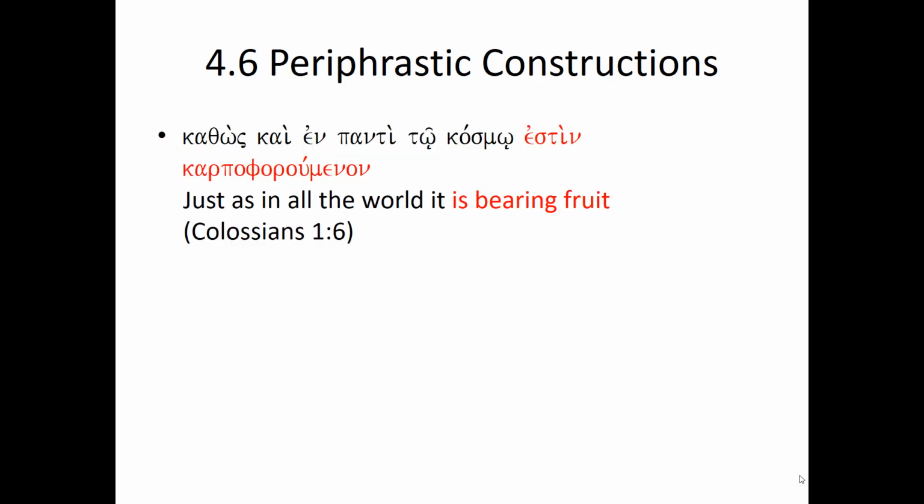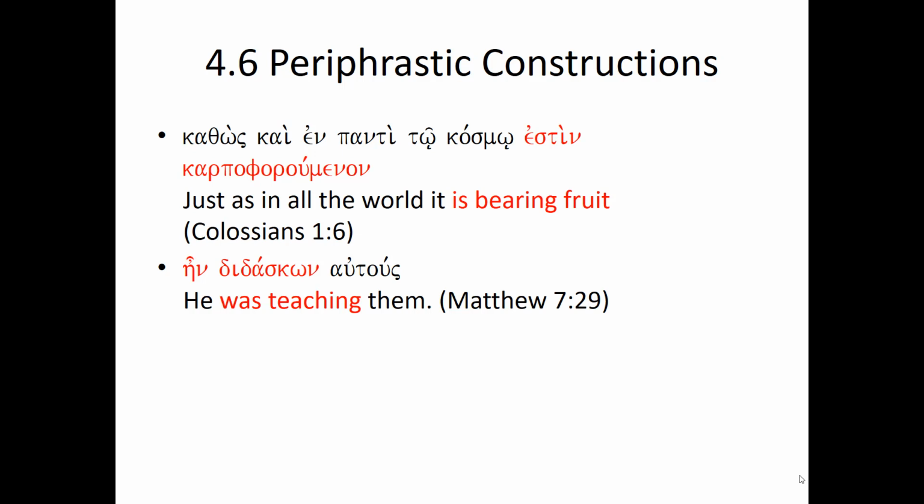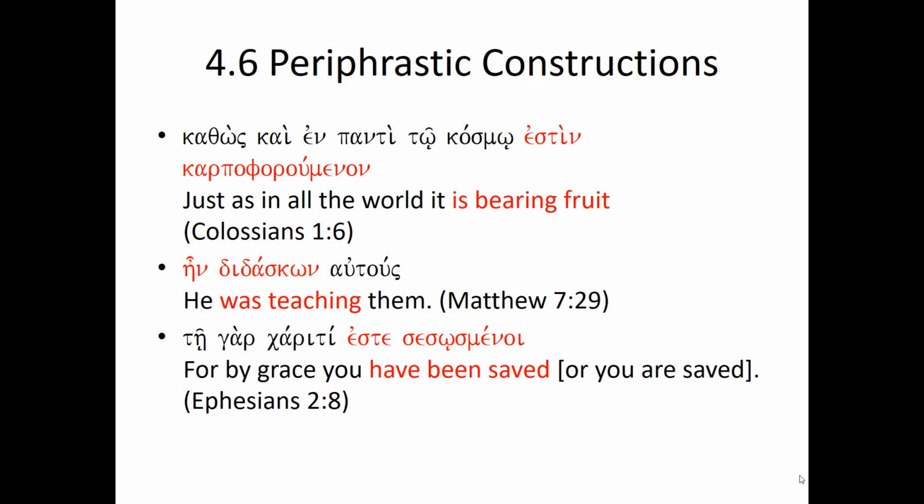Colossians 1:6, kathos kai en panti to kosmo estin karpophoroumenon. So there's the present tense being verb with the present tense participle. It is bearing fruit. I could have just done this with a regular verb, but instead the author chose to use a roundabout way of doing it, so it's called a periphrastic construction. En didaskon autous. Imperfect being verb plus present tense participle. He was teaching them.